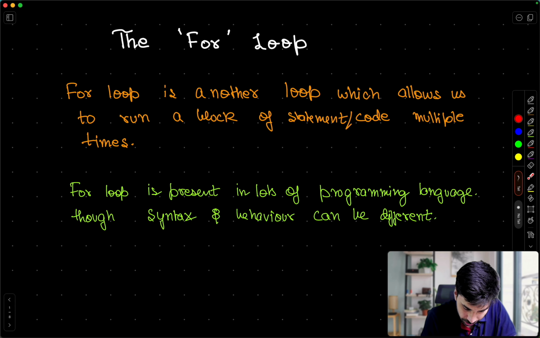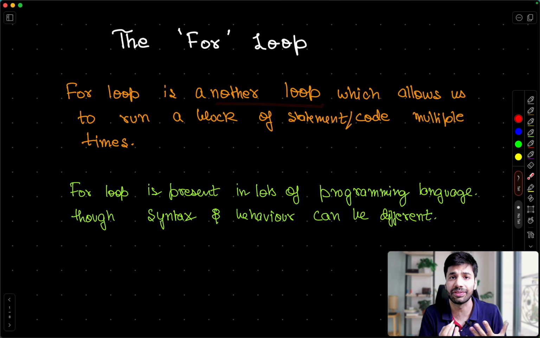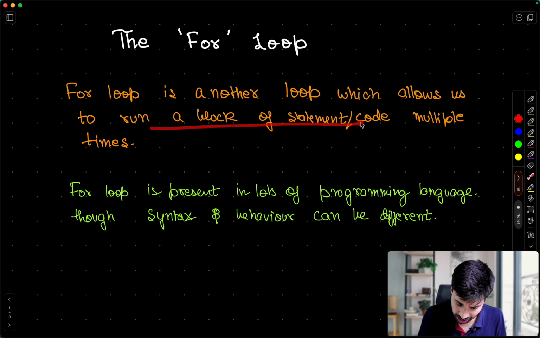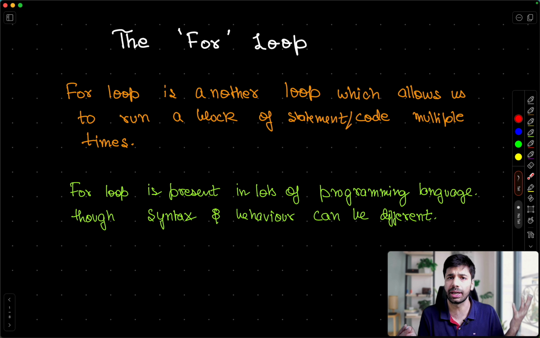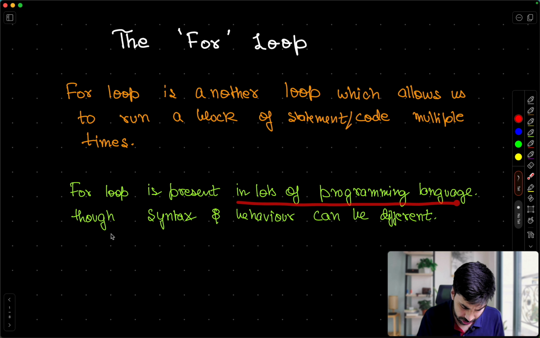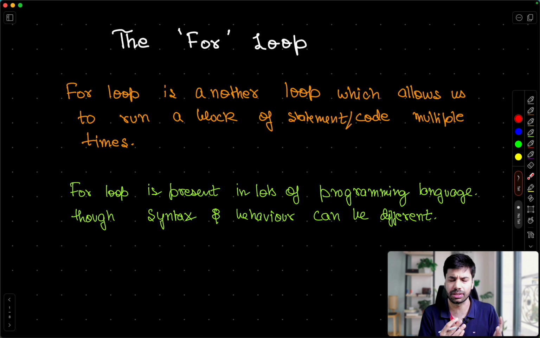Okay everyone, so let us now try to understand about for loop. For loop is another loop, like the while loop we have seen in the last video, which allows us to run a block of statements or code multiple times. The idea is exactly the same: a for loop lets us run a piece of code multiple times on something. For loop is present in lots of programming languages, though syntax and behavior can be different. That's one major difference. And in Python, it is a little bit more different.